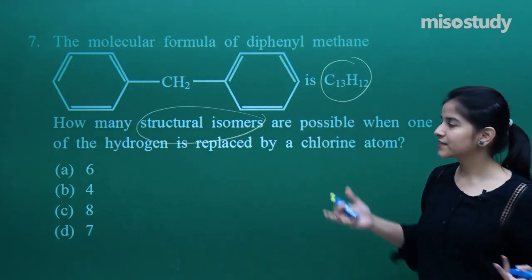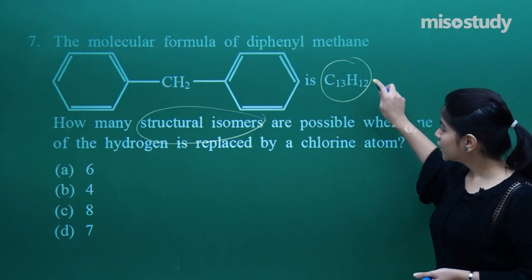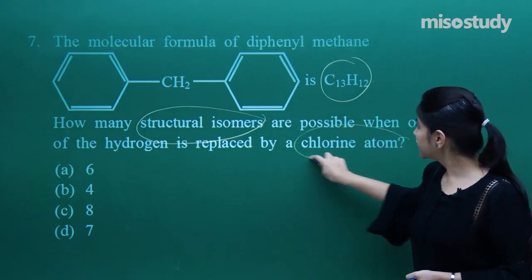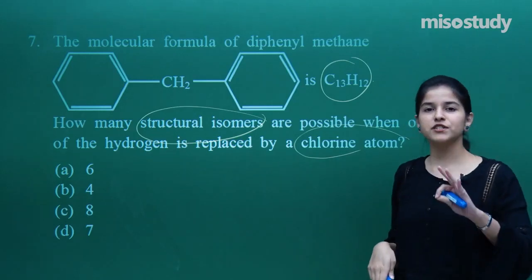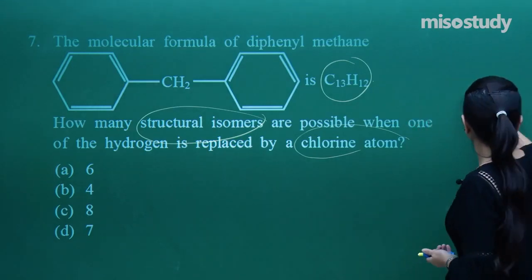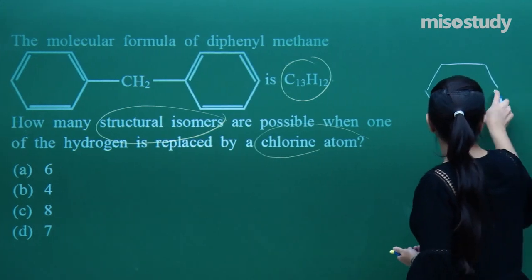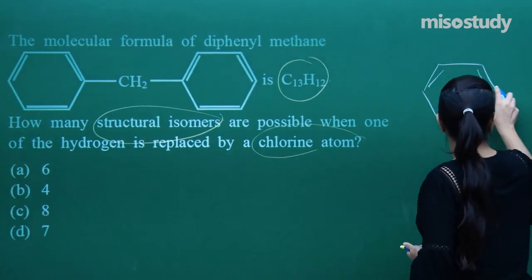I need to play with this compound. So what do I need to do? I need to replace one of the hydrogens with chlorine. So first and foremost, this particular compound is symmetrical, as you can see.